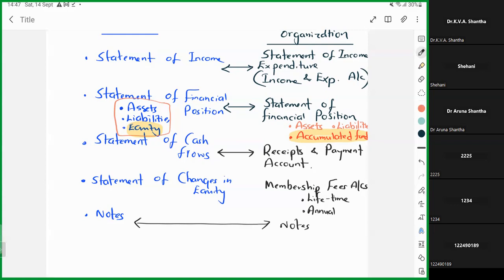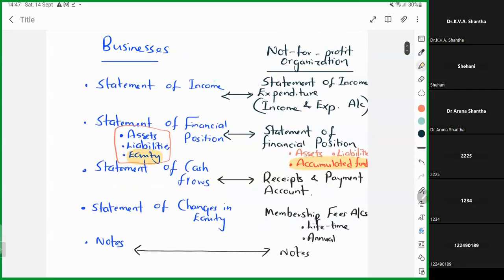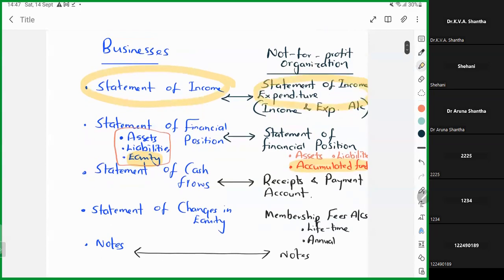Now you see there are similarities and differences between financial statements of businesses and financial statements of not-for-profit organizations. With this, you can understand the similarities and differences. What are the similarities? Statement of income and statement of income and expenditure are almost similar. Only the way of presentation is different. We are going to study that.